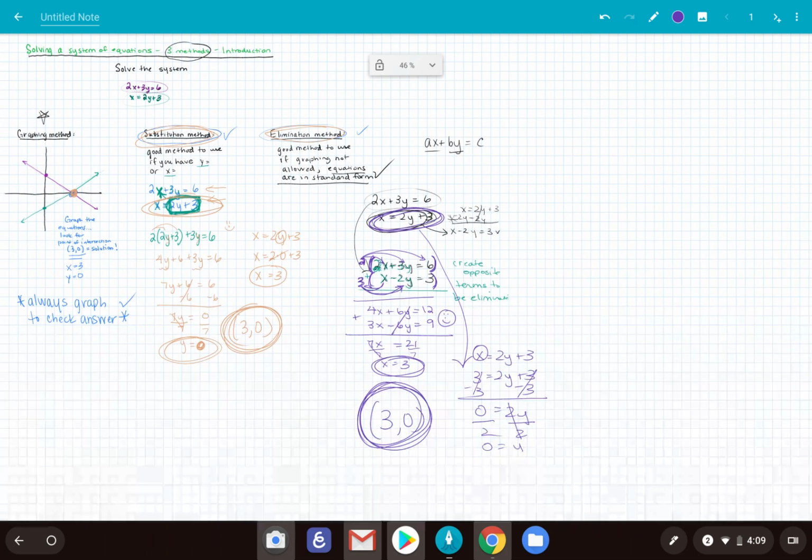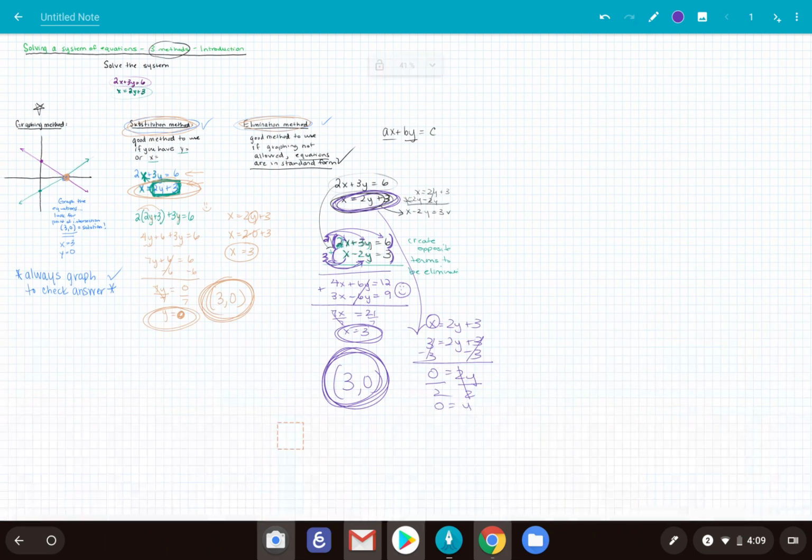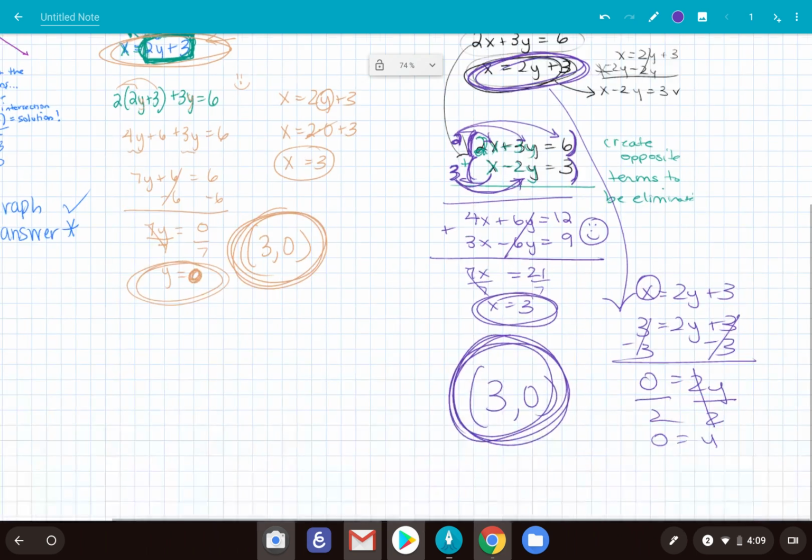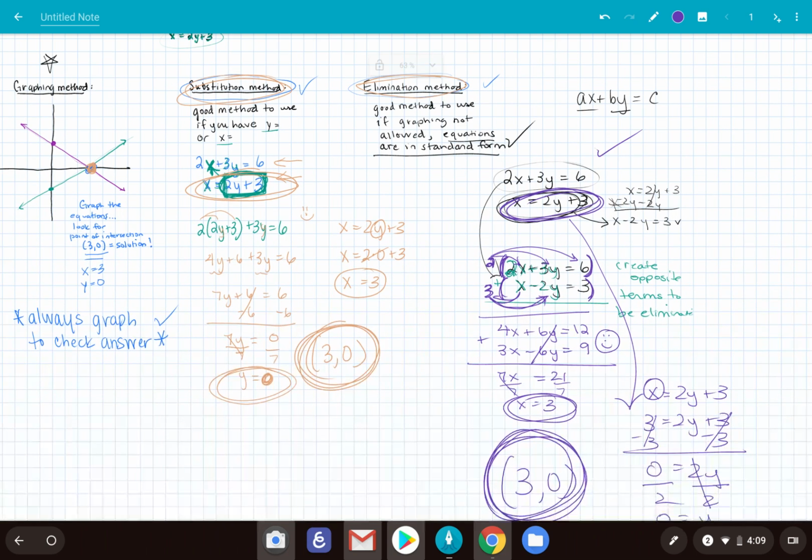So you can see I got the same solution. The solution is x is 3, y is 0. And I got the same solution using the elimination method, the substitution method, and the graphing method. That's just a quick introduction to all three methods of solving a system of linear equations.